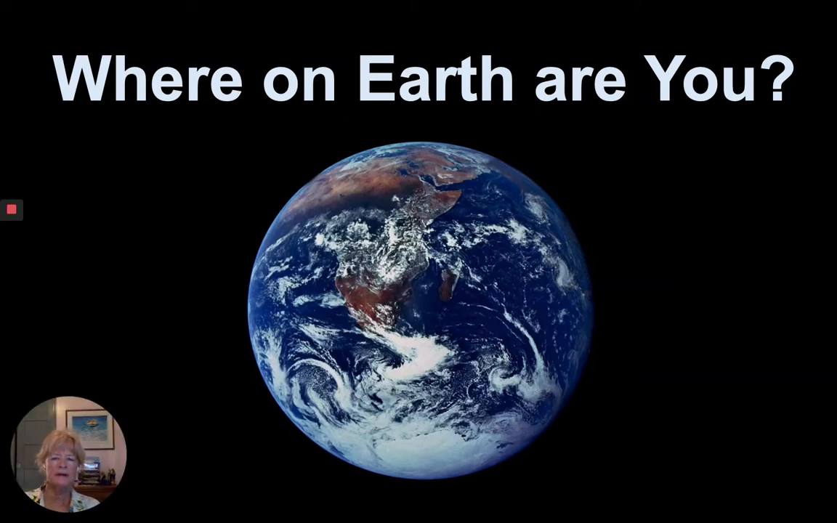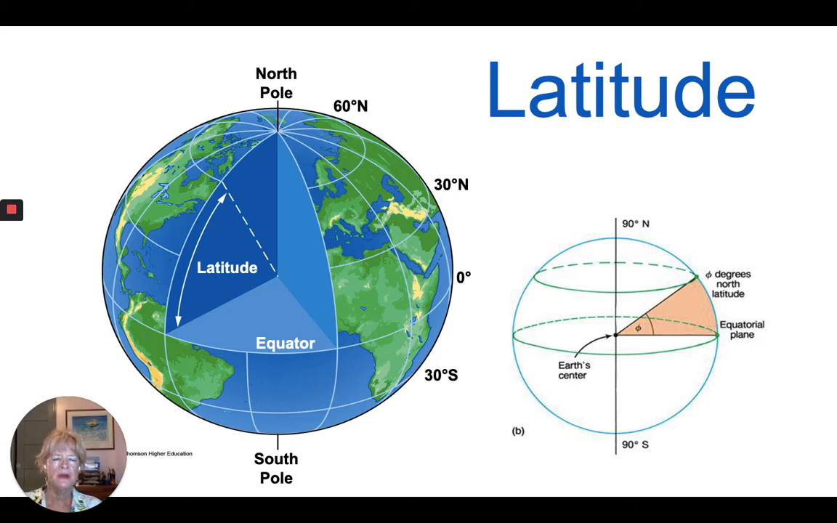Today we're going to talk a little bit about latitude and longitude so you can learn how to find out where on Earth you are. We'll start out first with latitude. Lines of latitude are imaginary lines that start at the equator and measure how far north or south you are.